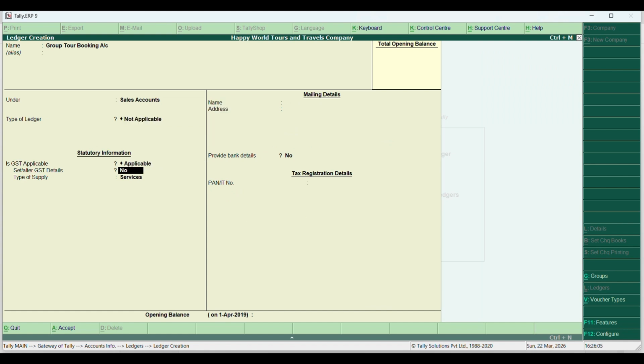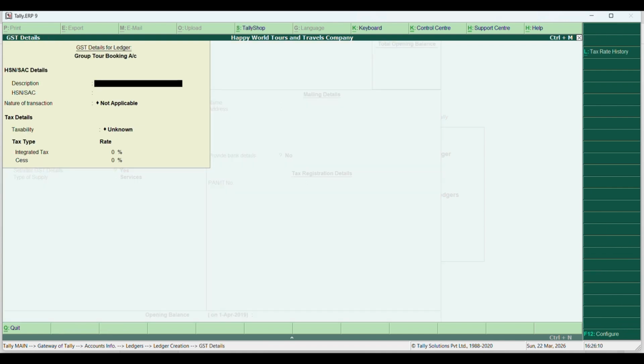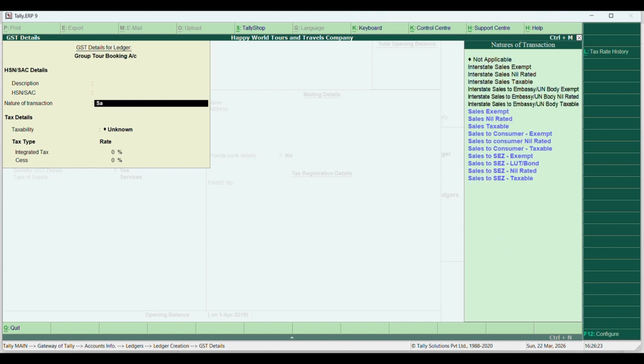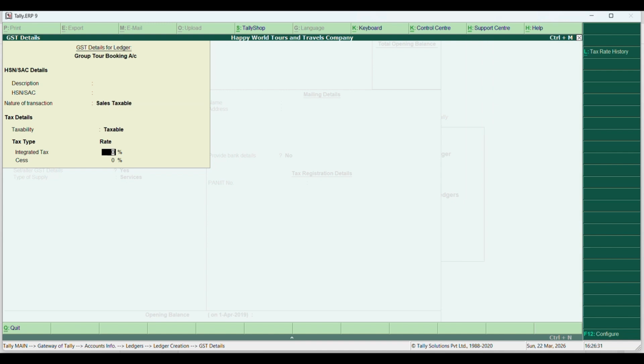Is GST applicable? Yes. GST details are very important. Now please note here, we are going to just give a rough description, or you can just skip this because there is no HSN or SAC or description given in the question. Nature of transaction is very important. This will be sales taxable. Now here we have to give the percentage of GST, that is 18%.